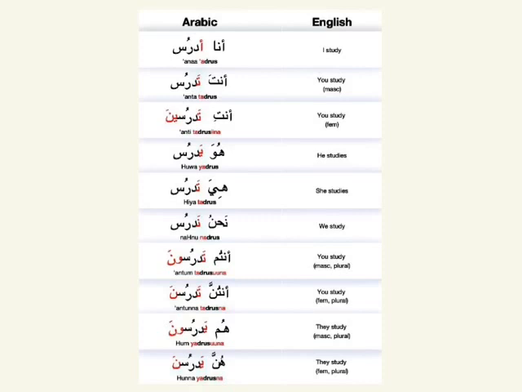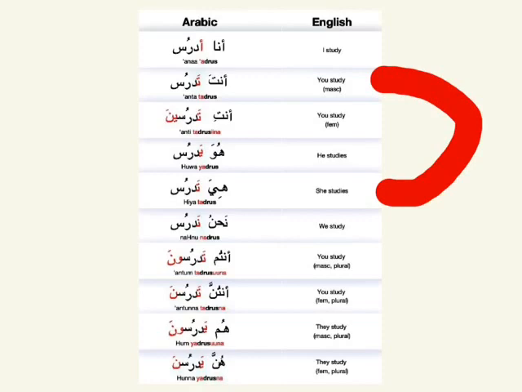If we want to say "she studies," we say hiya tedrusu. We add a ta at the beginning of the verb and a dhamma at the end. And you'll notice that "she studies" and "you study" are the same. So the only way you're going to know if it's referring to "you study," male, or "she studies," female, is by the context.